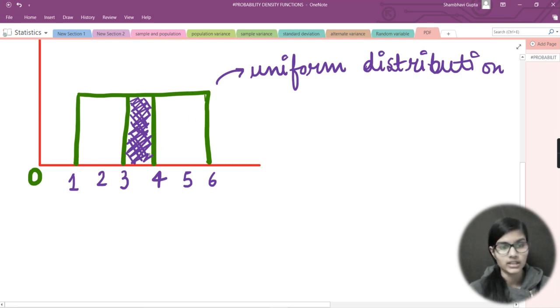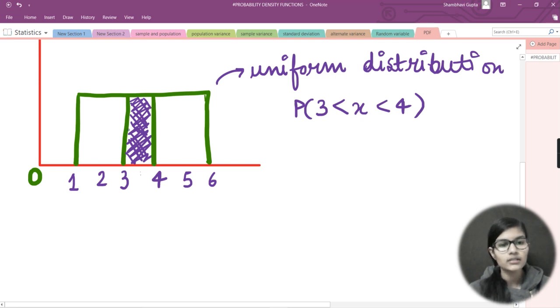Here it is not a curve. We will see a curve in another example, but I wanted to let you know about a different distribution. This one is the uniform. Now, when I want to find the probability, how would I say that? Let's say x is the random variable, and I would simply write that x is greater than 3 and x is less than 4.